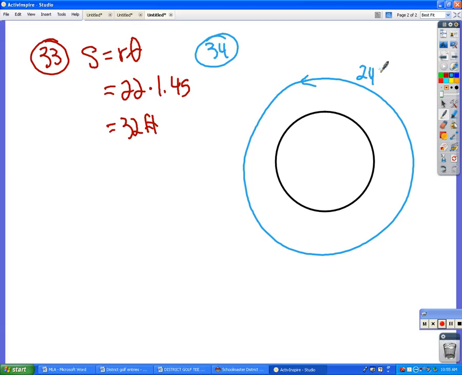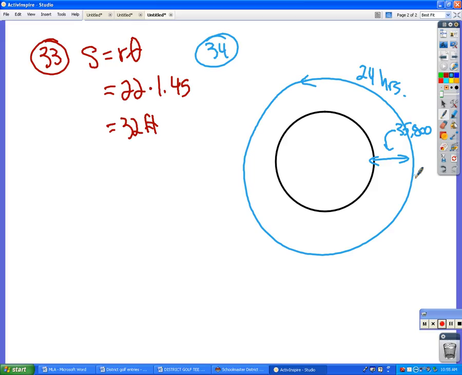So it takes 24 hours for this to go all the way around so that it can stay right over the same spot, which is probably your house. They're probably spying on you. No need to worry. You haven't done anything wrong. Okay, this satellite is 35,800 kilometers above the surface of the Earth.